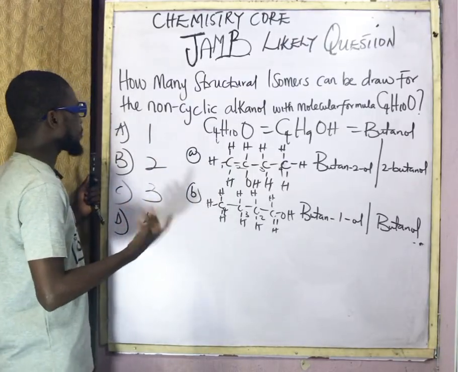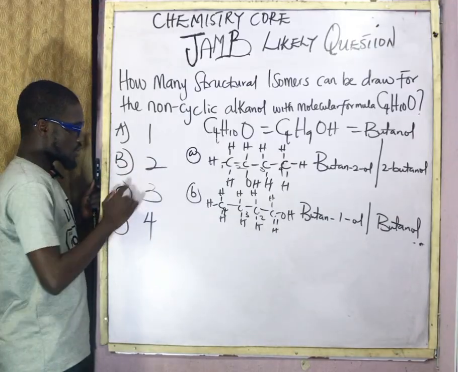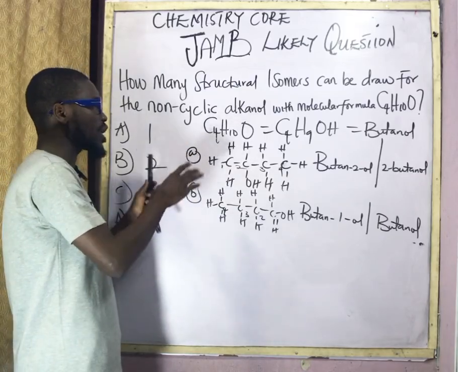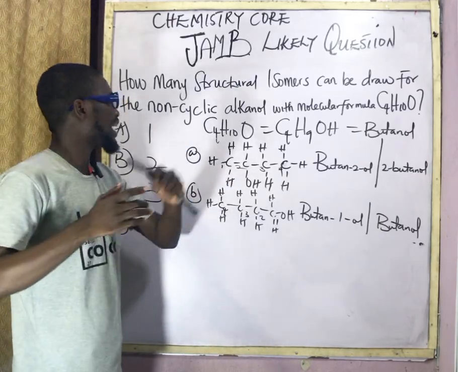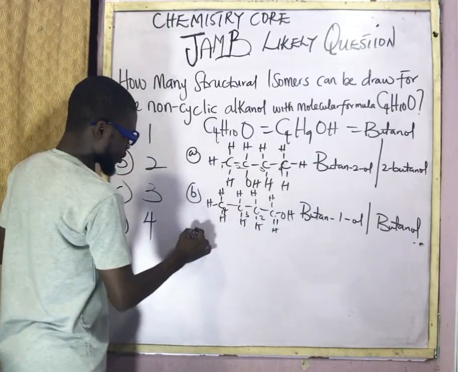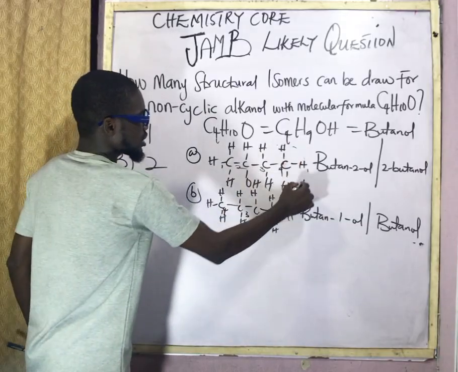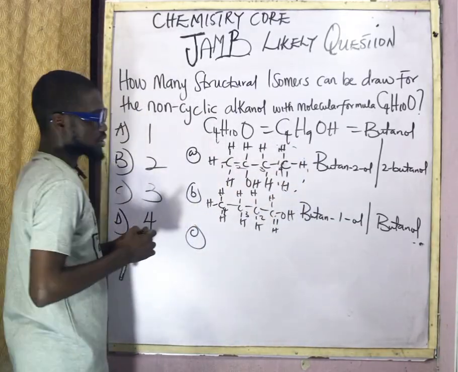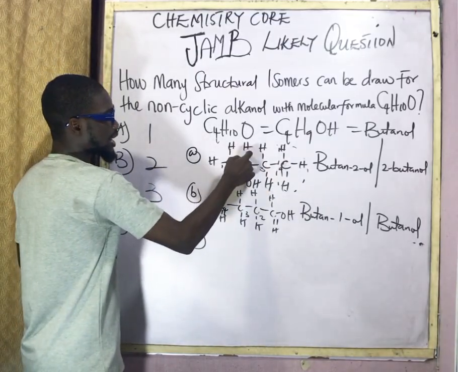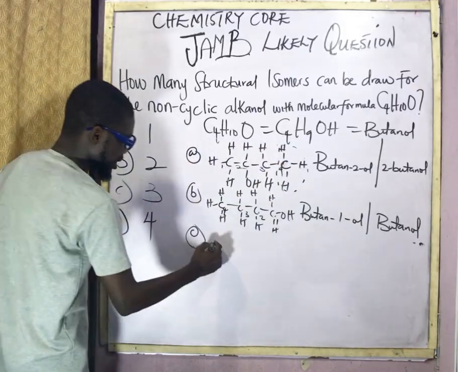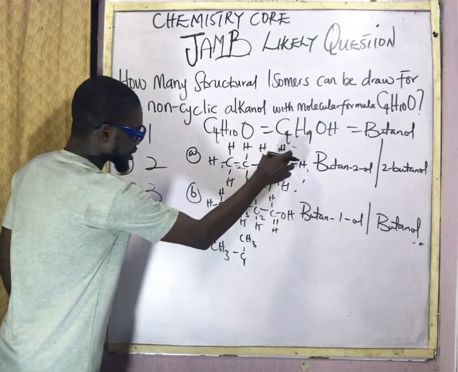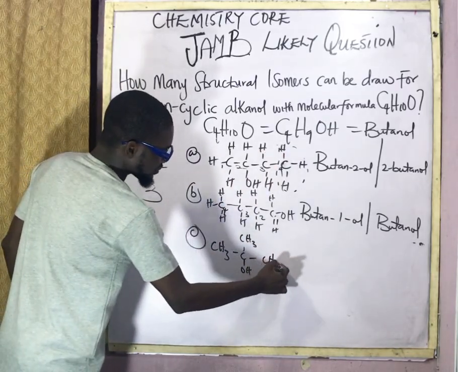According to the options, A is 1, B is 2, C is 3, D is 4. Is this the final destination of this question? No. In this butanol, we can still find another compound. So I'm going to make use of this. Don't forget in my previous video, when we pick this one with 4 carbon atoms and move it to the one with the second carbon atom, this will replace the CH3. The hydrogen is going to replace it.